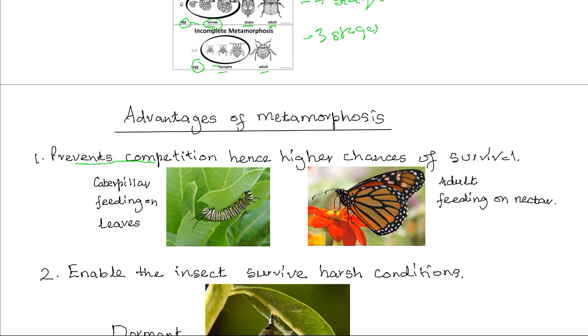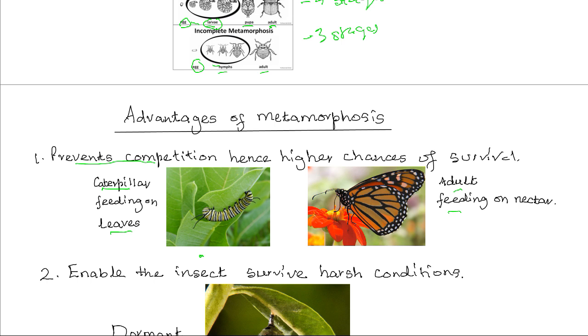For example, in the butterfly, the caterpillar feeds on leaves, while the adult feeds on nectar from flowers. So there is no way that the two will compete for the same food. This increases the chances of survival. Also, in insects such as the mosquito, the larva is aquatic while the adult is terrestrial, so they occupy different habitats. This also increases the chances of survival.